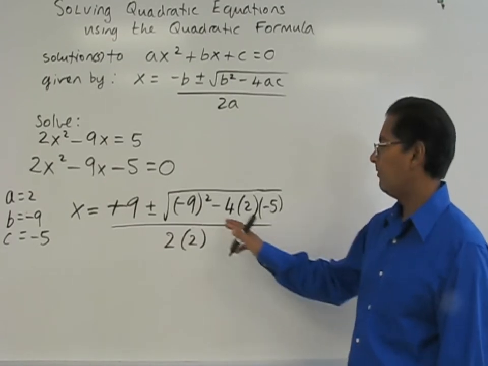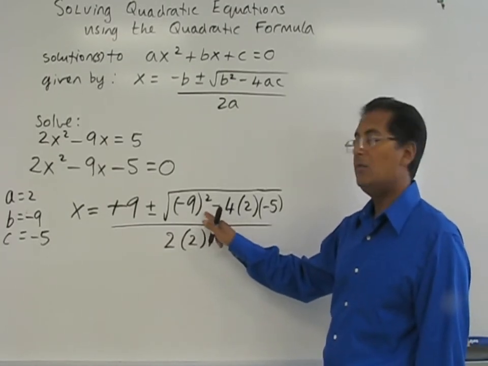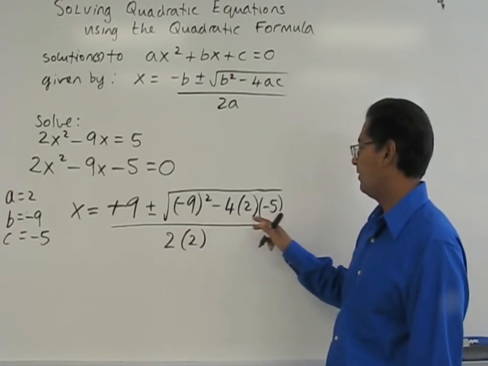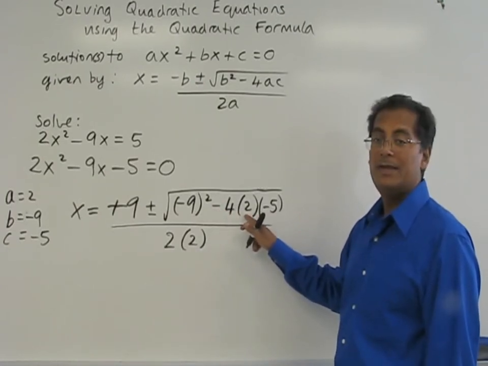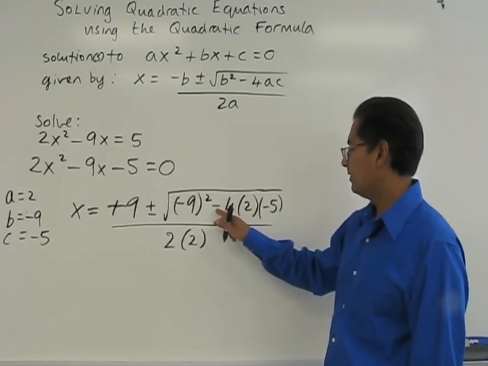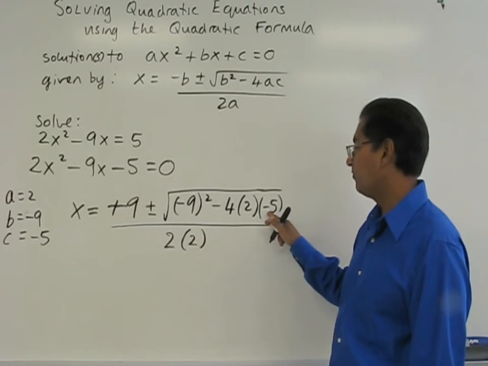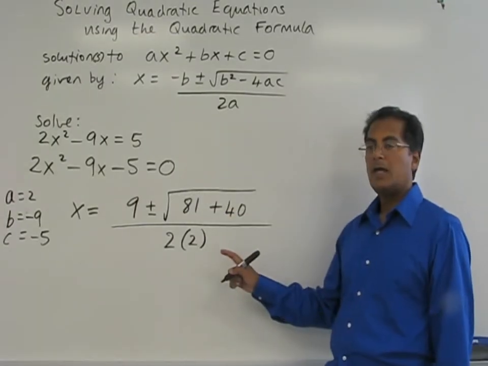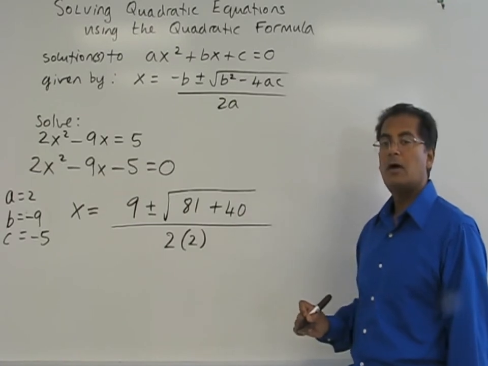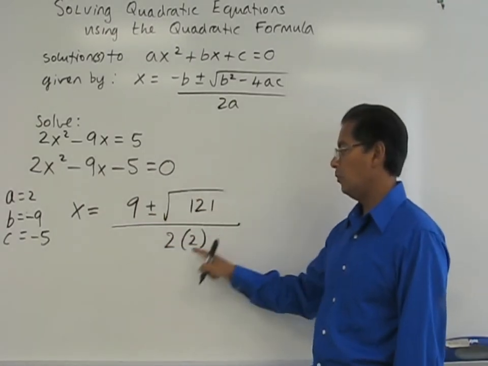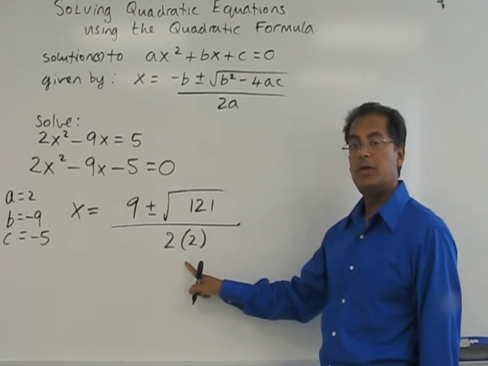So we want to simplify. First go for the root. This is going to be 81 minus 4 times 2 times negative 5. So 4 times 2 is 8. 8 times 5 is 40. And since you have a negative times a negative here, we're going to have a plus 40. So we're going to have an 81 plus 40 here. And 81 plus 40 is 121. So we have 9 plus or minus the square root of 121 over 2 times 2.